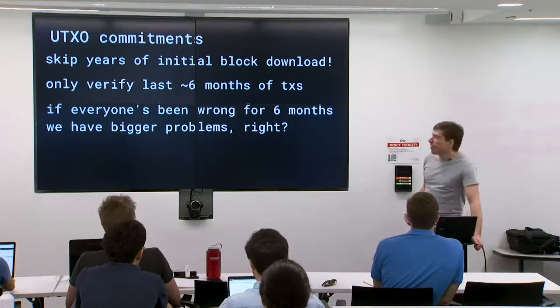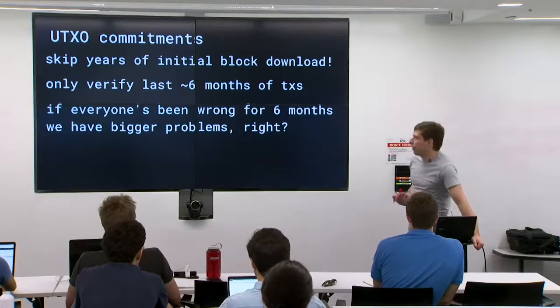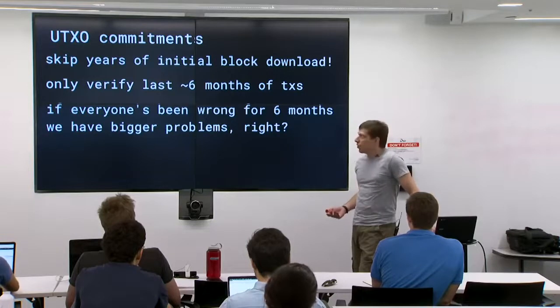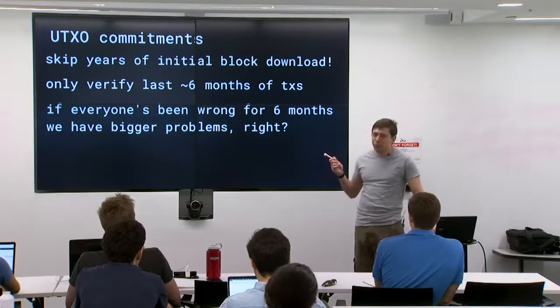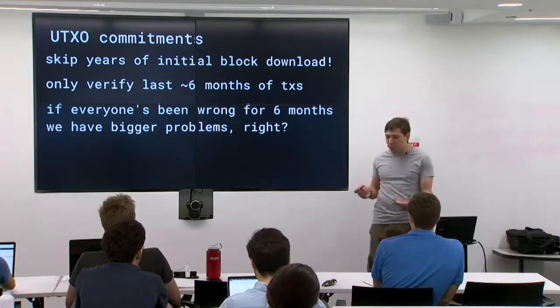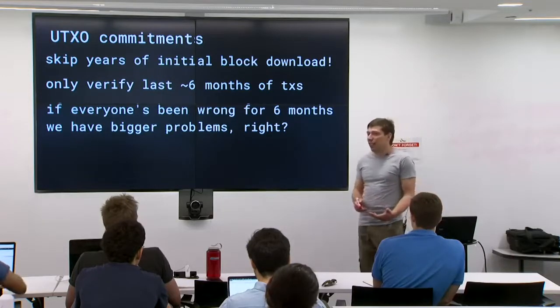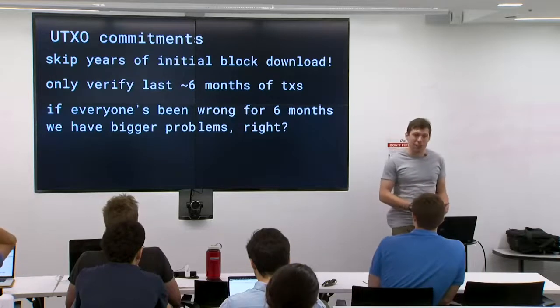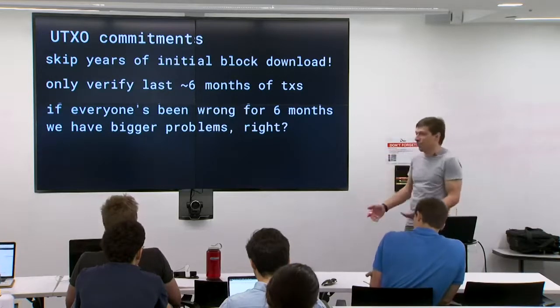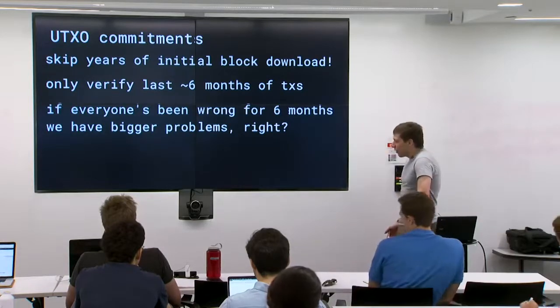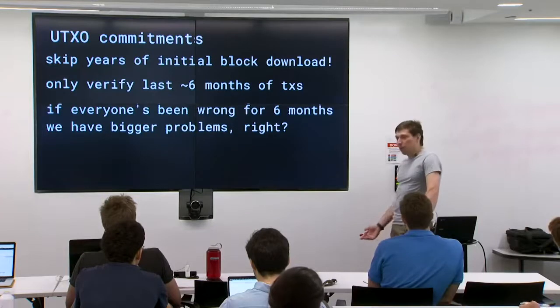And it's an interesting mix of SPV security and regular full node security, and I think personally that's probably okay, right? If you only verify the last 6 months of signatures, well, if everyone's been wrong for 6 months, we have bigger problems, right? If there's some erroneous transaction in 2015 and the entire network's been just extending for like 3 years without reorging, like what? So on the one hand, you don't want to do this for today's blocks, right?